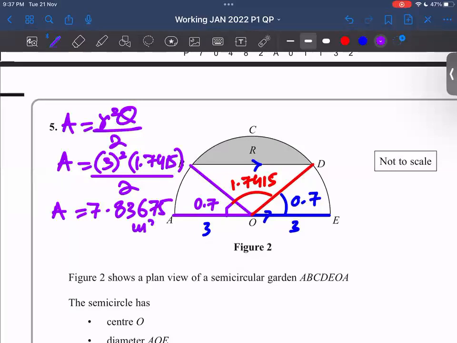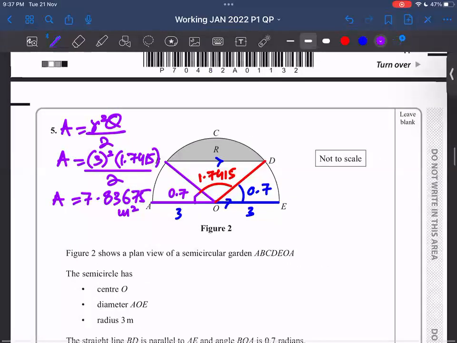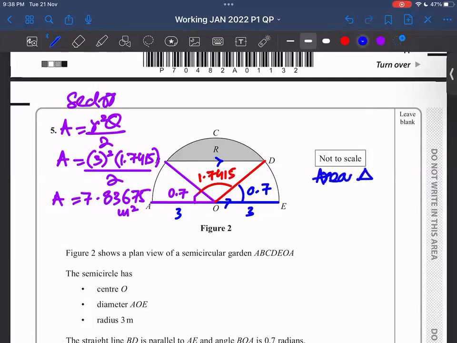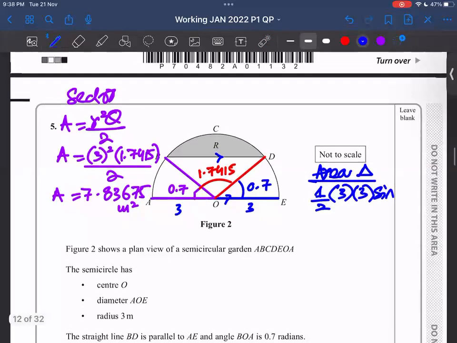7.83675 meter square. This is the area of this sector. Now I'm going to find the area of the triangle, half AB sin theta. The two sides over here are 3 and 3, sine of 1.7415. Just put it in the calculator: 0.5 into 3 into 3 into sin.